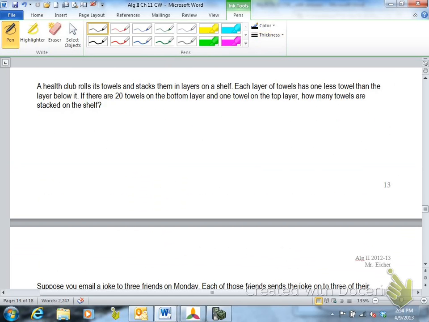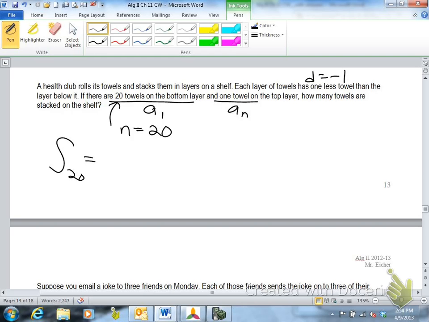Health club rolls towels, stacks them on a shelf. Each layer has one towel less. So your d is -1. There are 20 towels in the bottom layer. We'll say that's a sub 1. One towel on the top layer. If there's 1 on the top, 20 on the bottom, and that's decreasing by 1, then there are also 20 layers of towels. So to find the sum of the 20 layers of towels that are stacked, you'd have 20 over 2. The first term's 20, and the last term is 1. So it'd be 10 times 21, which is 210 towels.